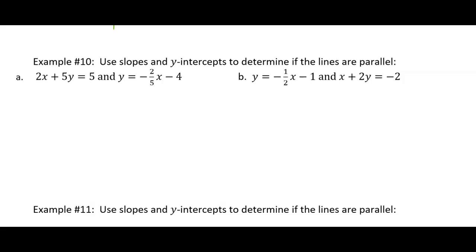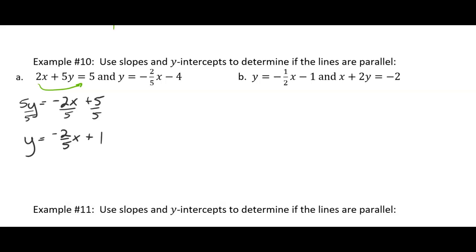For this first equation, we don't know what the slope is by looking at it, so we're going to have to solve for it. I'm going to take that 2x to the other side, and I'm going to have 5y equals negative 2x plus 5. I want to put it in slope-intercept form. I'm going to divide each term by 5, and I get y equals negative 2/5 x plus 1. So we've put that first equation in slope-intercept form, which is good. Now we know what the slope is and we know what the y-intercept is.